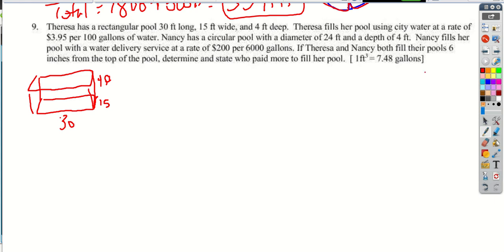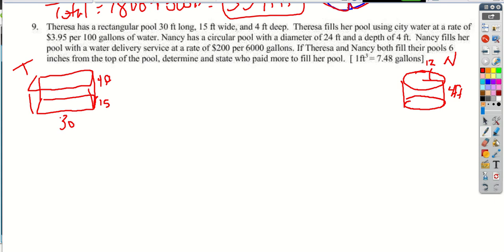Nancy has a circular pool. So we're drawing a little cylinder here. So we'll put T for Teresa and N for Nancy. With a diameter of 24, so we know the radius here is 12, and a depth of 4 feet. So they both have a 4-foot depth, which is kind of nice. She fills her pool at a rate of $200 per 6,000 gallons, if they both fill their pools 6 inches from the top.